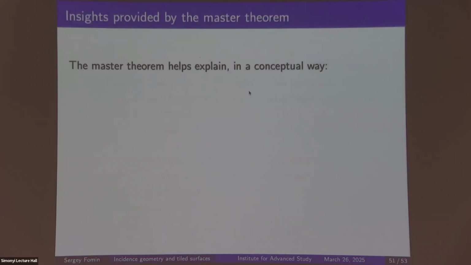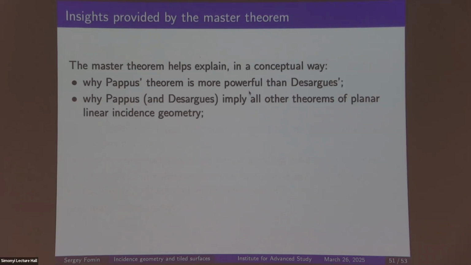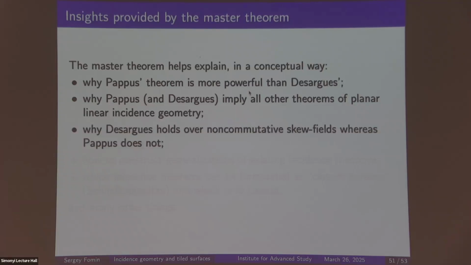So now let me quickly wrap it up. The master theorem helps explain in a conceptual way why Pappus theorem is more powerful than Desargues, because, roughly speaking, you can glue everything out from tori, including a sphere by the way, but you cannot do it just from spheres. Why Pappus, with or without Desargues, implies all other theorems of planar linear incidence geometry. This is well known. As I mentioned, why Desargues holds over non-commutative skew fields, whereas Pappus does not.